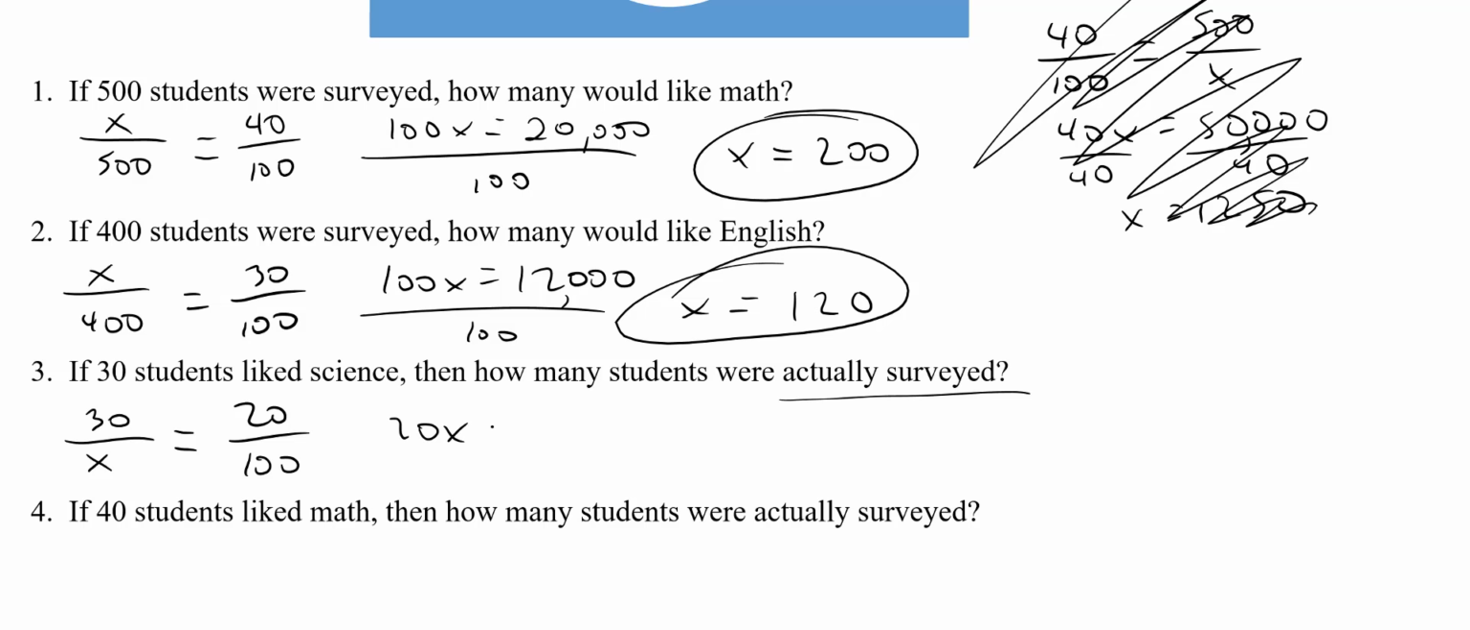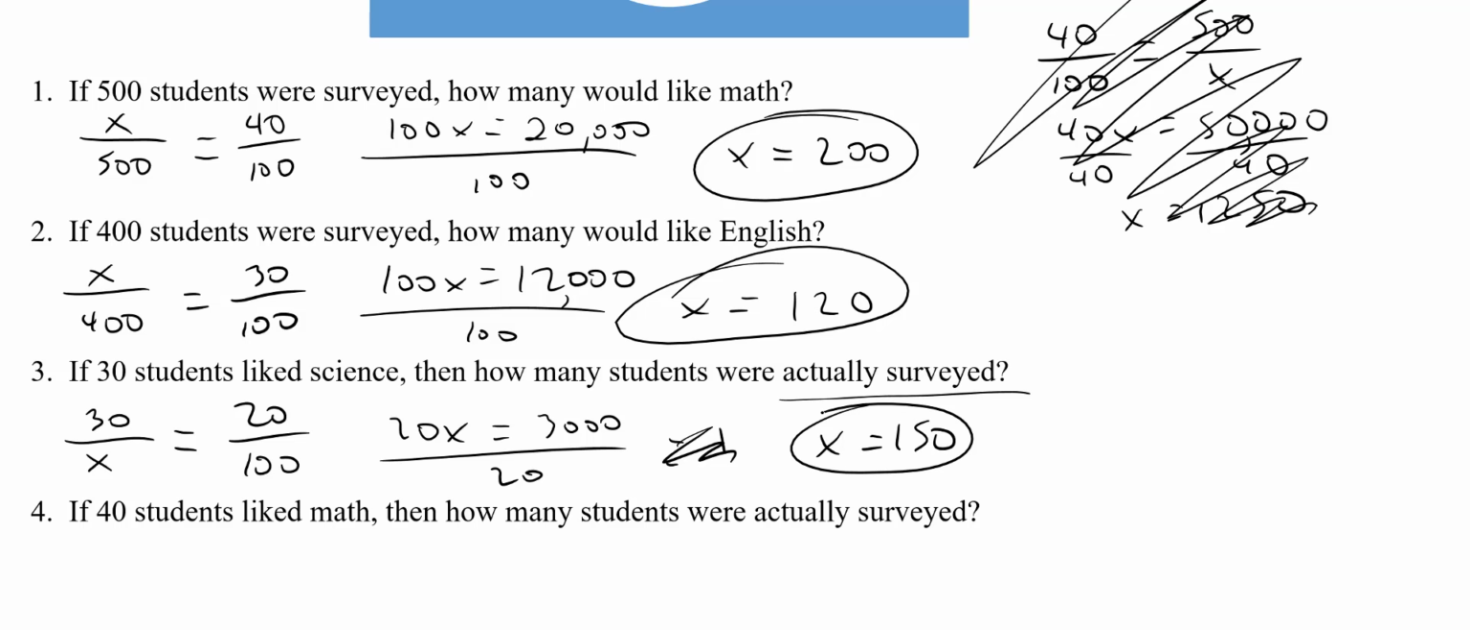20x is equal to 3,000. And I divide by 20. So x is equal to 150. Oops, sorry, x equals 150. So that makes sense. Again, that number needs to be bigger, right? Because you need to survey more kids and then only 30 like science. Okay? So number 4 is the same idea.